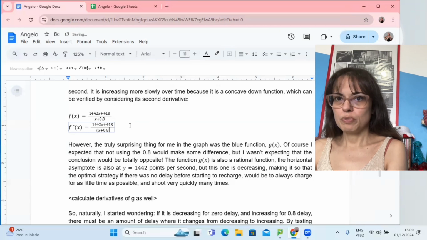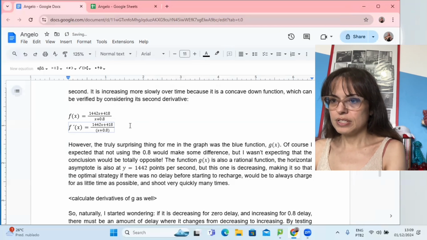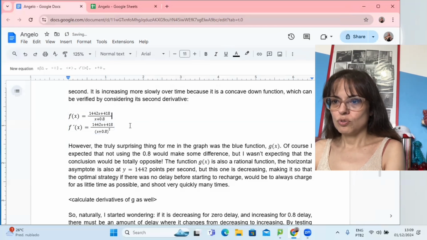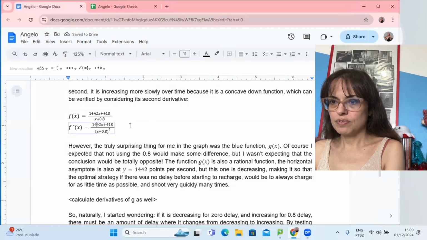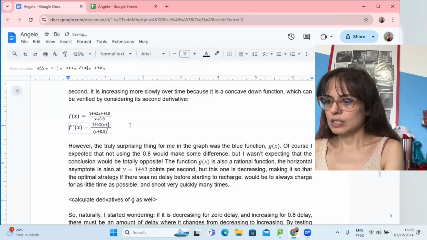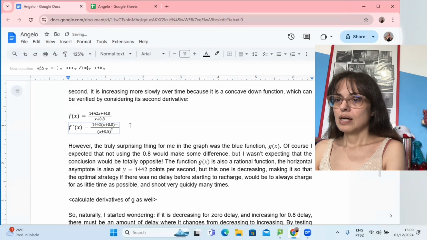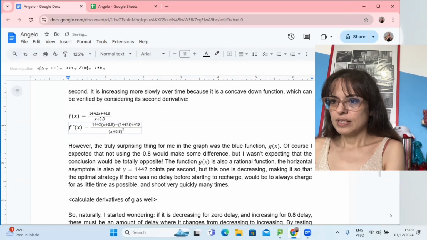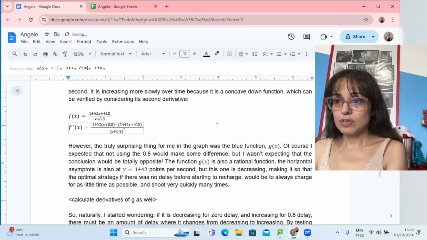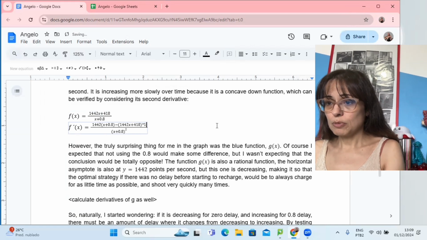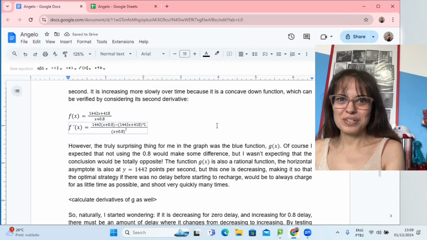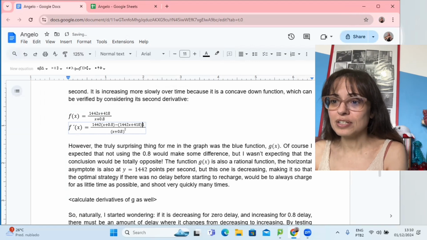You take the denominator and you square it. And then the numerator, you're going to take the derivative of the numerator, which is 1442, and multiply that by the denominator, which was x plus 0.8. And then you're going to subtract that minus numerator, which again is this, times the derivative of the denominator, which is just 1. I'm not sure if I should put, well, times 1 typed like a calculator, definitely not.